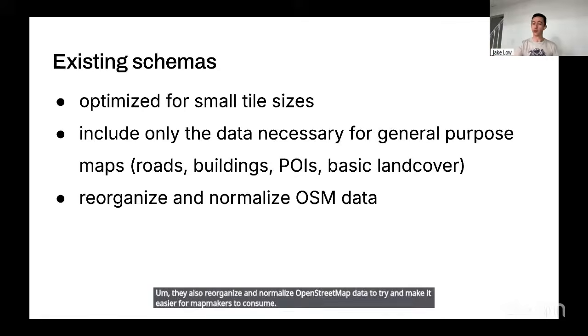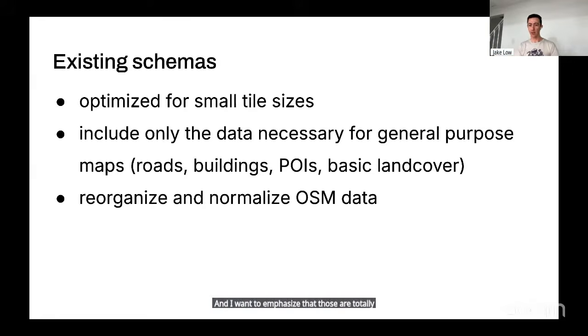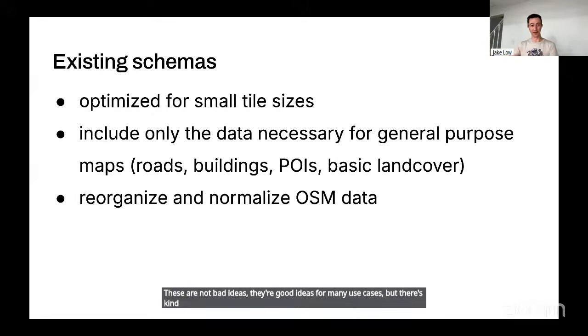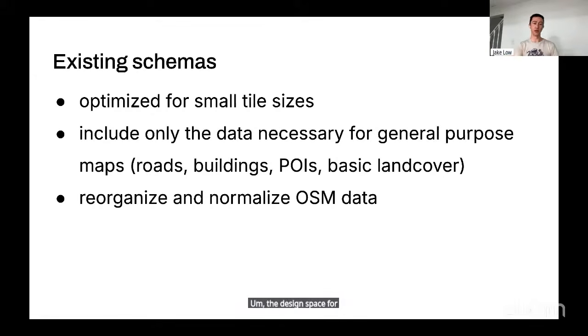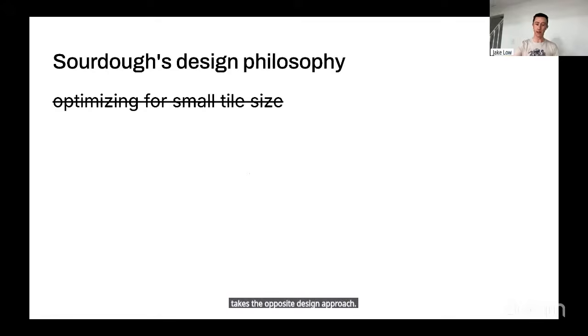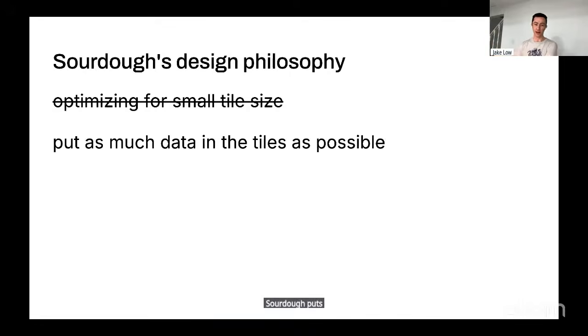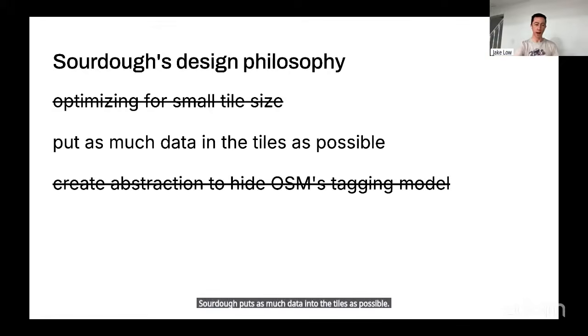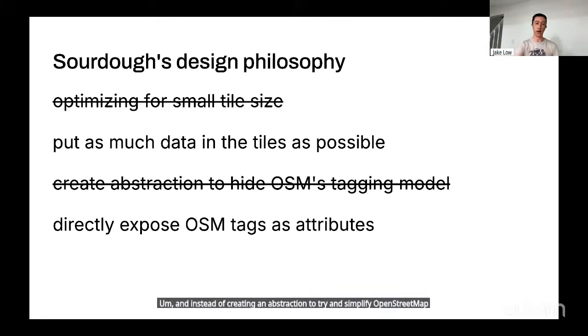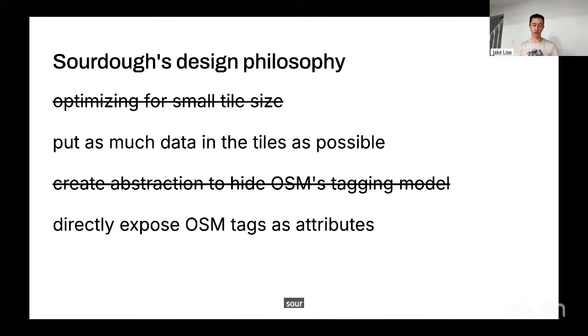And I want to emphasize that those are totally reasonable trade-offs to make. These are not bad ideas. They're good ideas for many use cases. But there's an unexplored quadrant in the design space for tile schemas. And so Sourdough intentionally takes the opposite design approach. Instead of optimizing for small tile sizes, Sourdough puts as much data into the tiles as possible. And instead of creating an abstraction to try and simplify OpenStreetMap's tagging model, Sourdough directly exposes OpenStreetMap's tagging model in the vector tile schema.